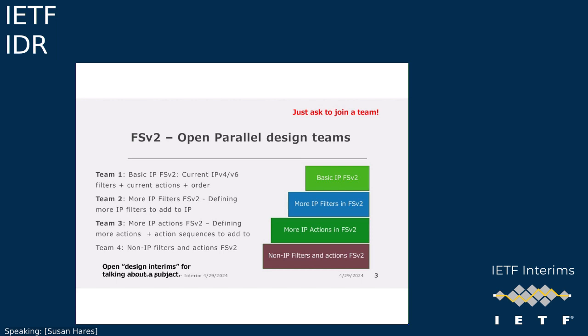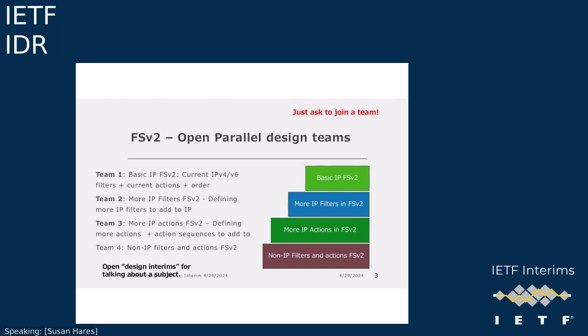And what that is, we have filters plus the current actions plus ordering, because that's the real problem in adding new specs to flow spec V1, is that the ordering of the user filters was not really doable in flow spec V1. In flow spec V2, we've added an order, and I'll go through how we've done that.